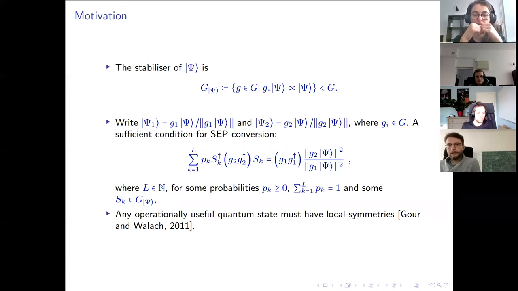An interesting part in this condition is that it tells us the conversion is possible whenever there exist some probabilities which add up to one, of course, and some elements from the stabilizer. So it's important because if the stabilizer of this psi is big, then we somehow have much greater freedom in choosing these elements in order to satisfy this condition. So there will be a greater freedom of conversion under SEP.